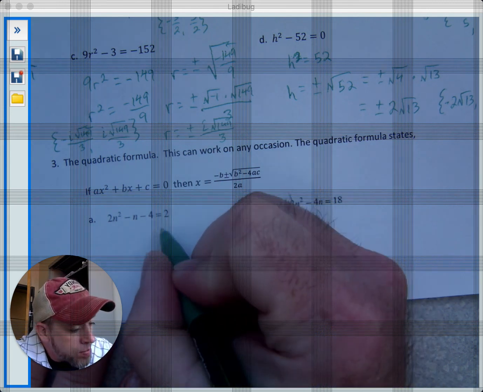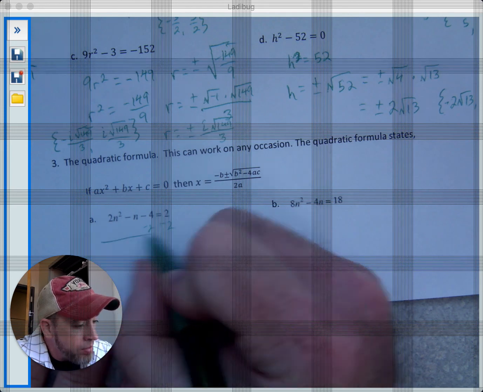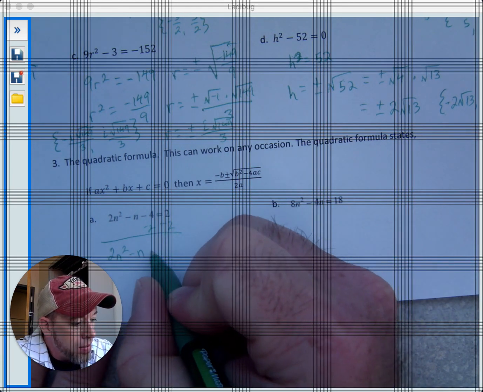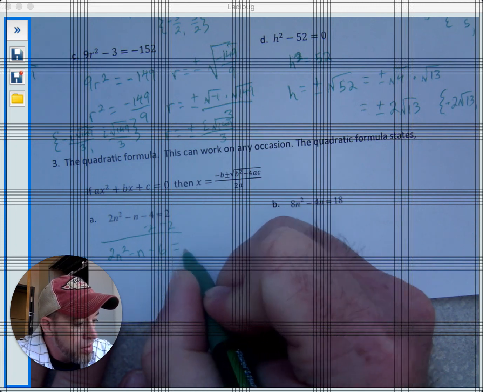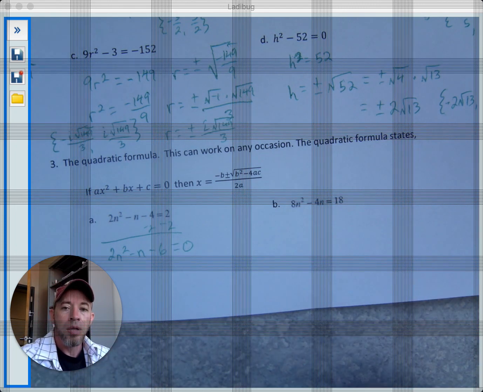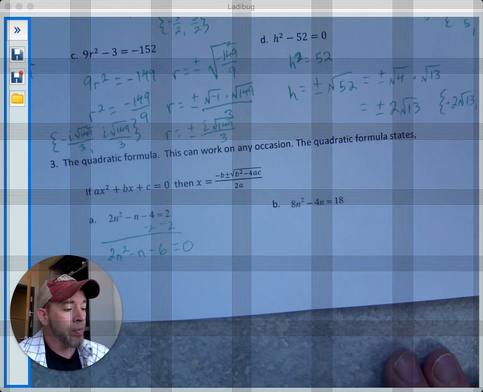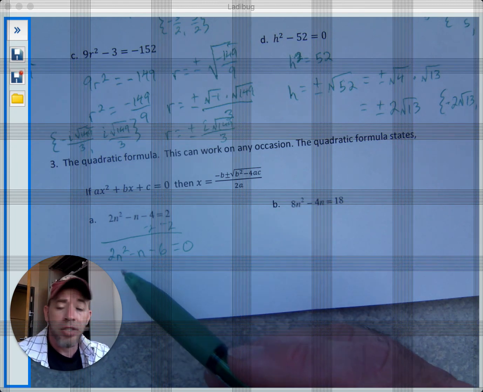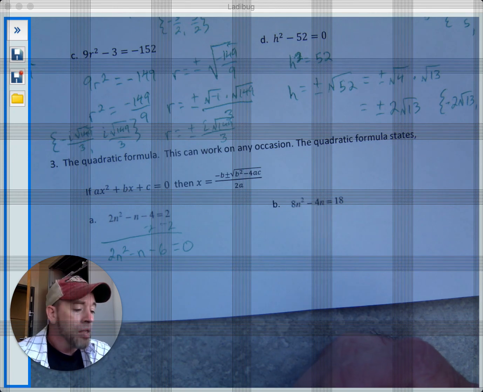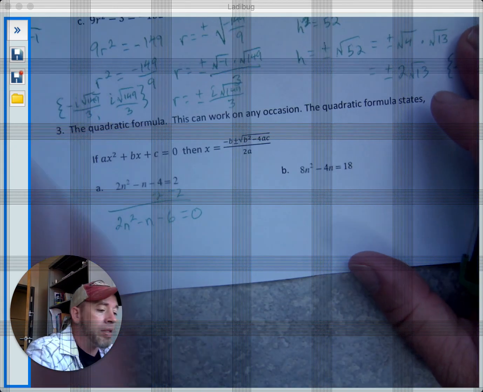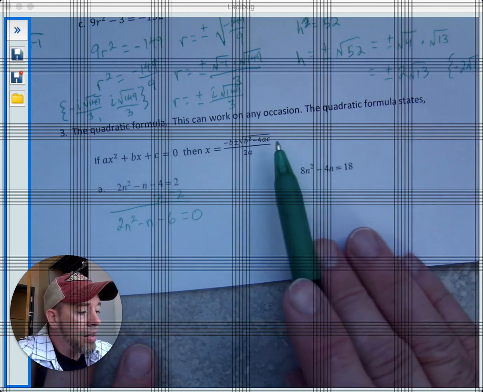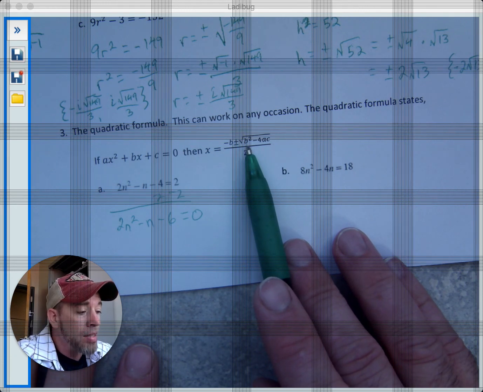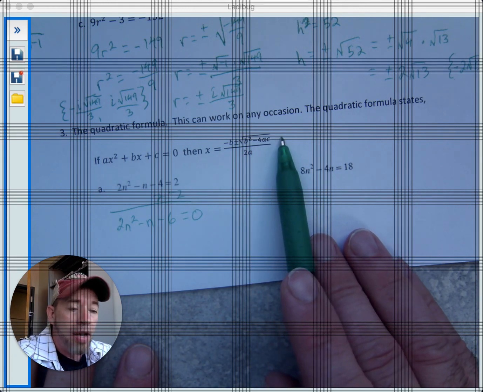So here I'm going to subtract the 2 so that we have it set equal to 0. Then we get a 2n squared minus n minus 6 equals 0. So now it is in the correct form. By the way, we're using n here instead of x, but that's okay. It's just a different variable, right? So if we're going to use the quadratic formula, I'll tell you what I like to do. I like to find the discriminant first. The discriminant, by the way, is the part underneath the radical.